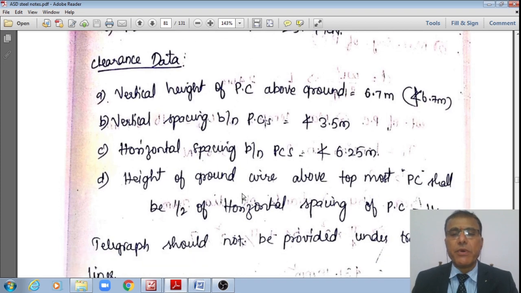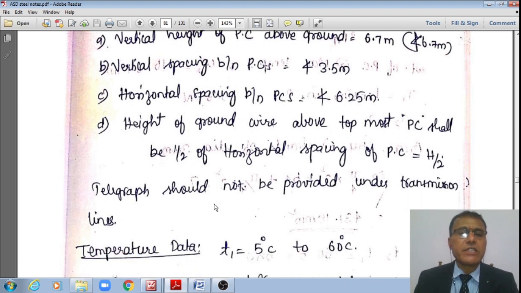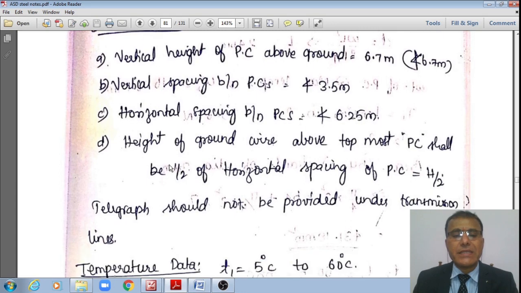Horizontal spacing between the power conductors not less than 6.25 meters. And height of the ground wire above the topmost power conductor shall be half the horizontal spacing of the power conductor, equal to h by 2. And telegraph wires should not be provided under the transmission lines. That is how the clearance data.